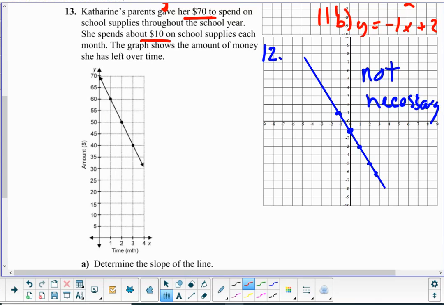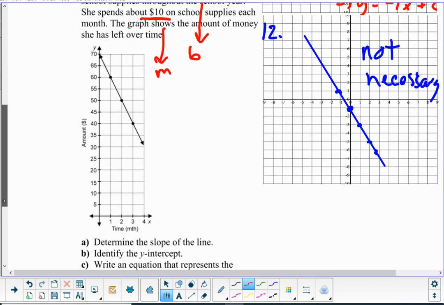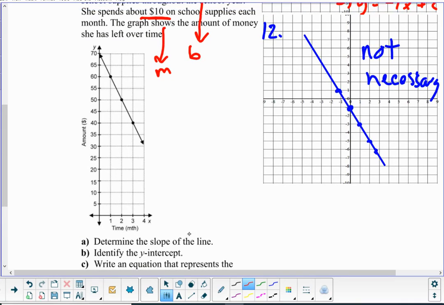All right, I definitely have fallen asleep at the wheel here. Okay, well, we start at $70, so that's our b. We start with a rate of every week, I think it is, or every month, so $10 is your slope. Once you can dissect that question and find that out, determine the slope of the line. Well, it's $10 per month. Identify the y-intercept. It's $70, the initial amount.